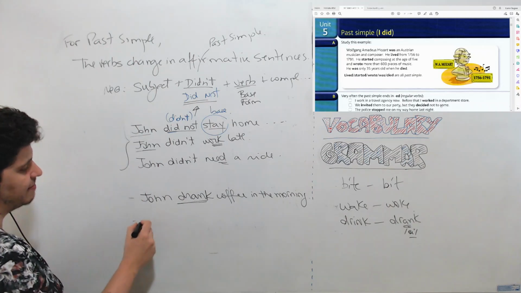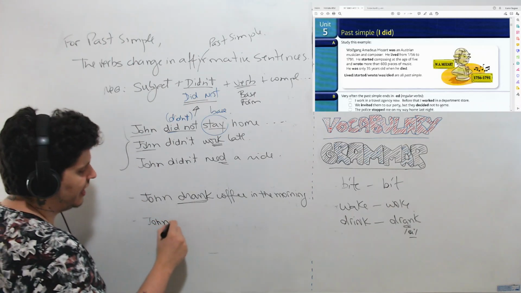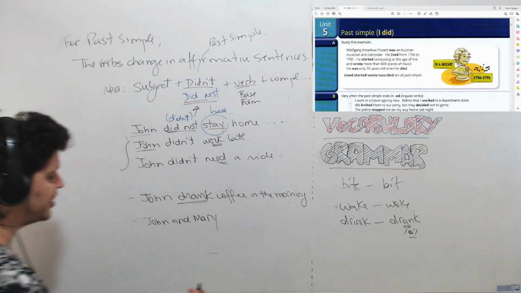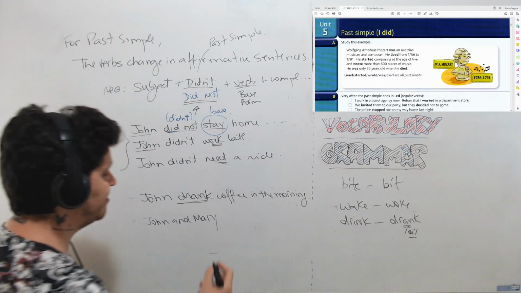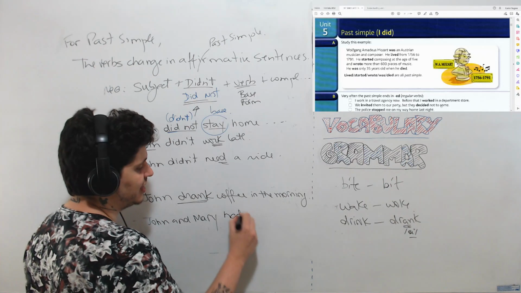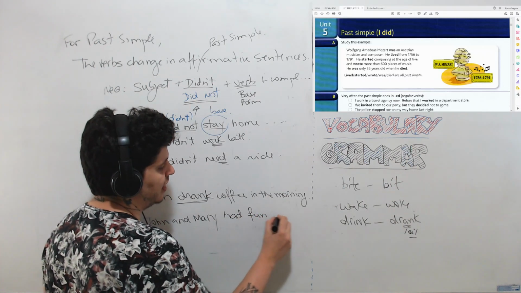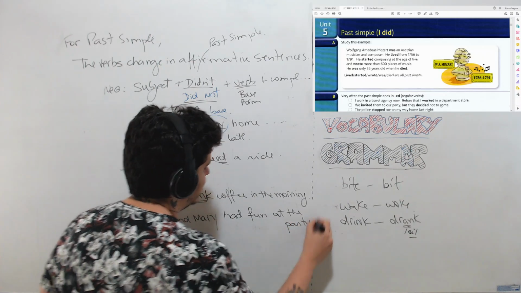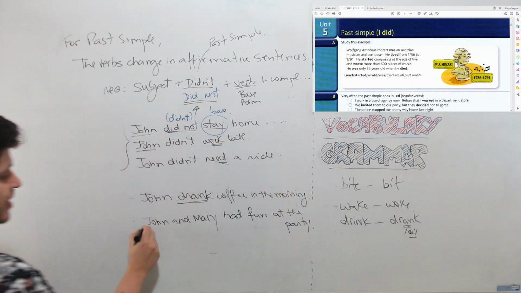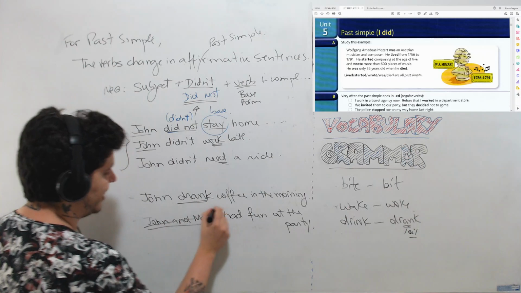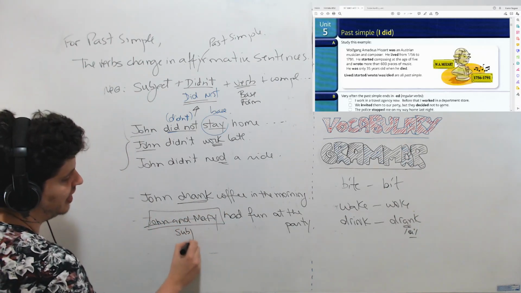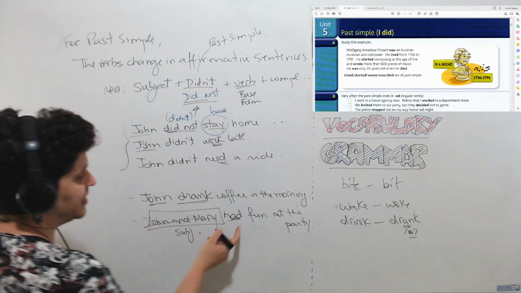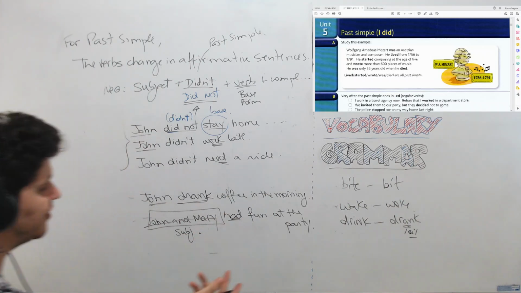Let's say John and Mary. I'm changing the subject here so you can see that the verb doesn't change. John and Mary had fun at the party. John and Mary, my subject, had. You see, it doesn't matter if it's singular or plural in the past. The verb is always in the second form and the second form doesn't change.